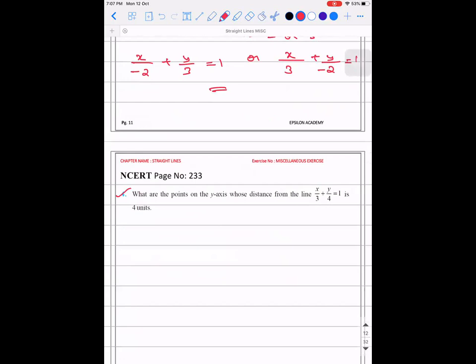So we'll do one last problem. What are the points on the y-axis whose distance from the line is 4 units? So it's a simple problem. Solution. Let the point on the y-axis be 0, k. So there is a line that is given. So given line is what? 4x plus 3y minus 1 is equal to 0.